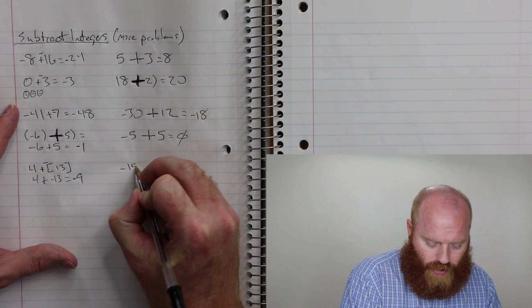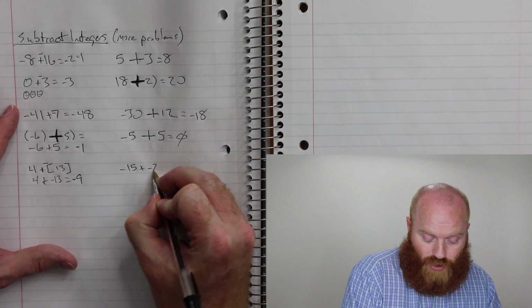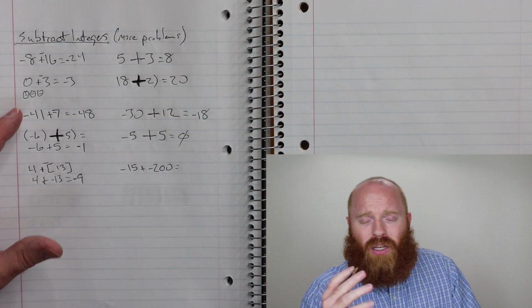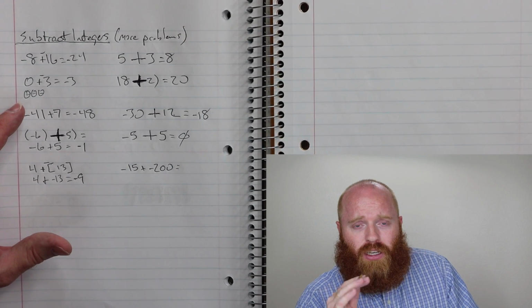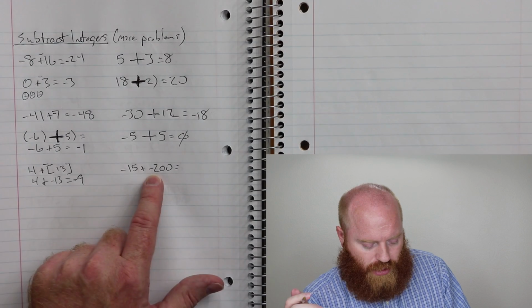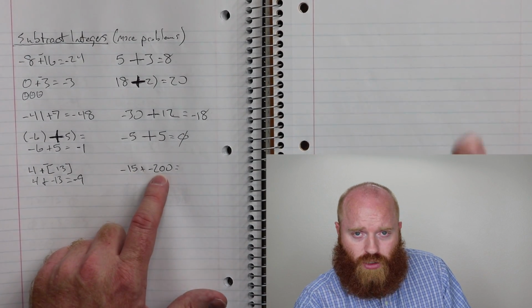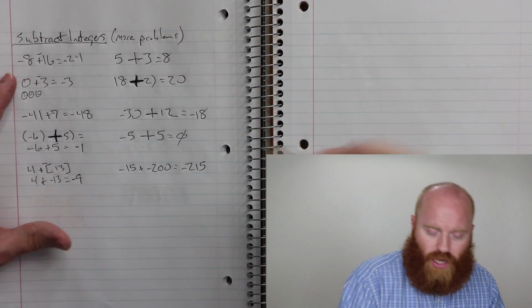How about negative 13 plus negative 200? Yeah, I don't care if they're big numbers. If they're on the same team, add them up. If they're on opposite teams, big number minus small number. That's it. Every time. They're on the same team, so they're going to team up. 13 bad guys, 200 bad guys. That's 213 bad guys.